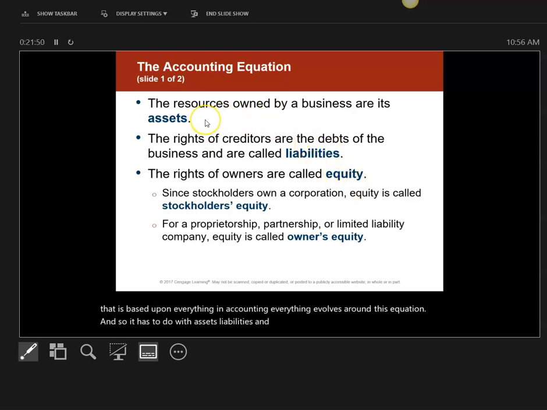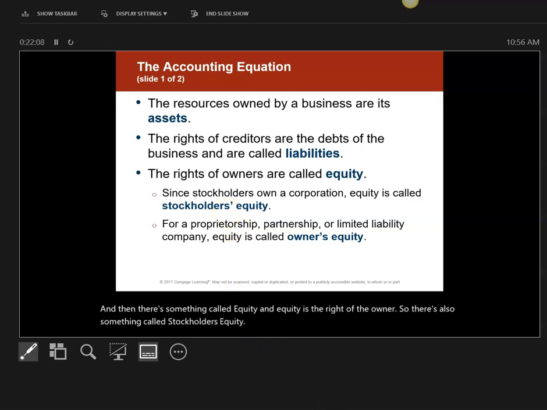So let me explain. Assets are things you own. These are the resources owned by a business. Liabilities are things you owe. And then there's something called equity. And equity is the right of the owner. So there's also something called stockholders' equity.